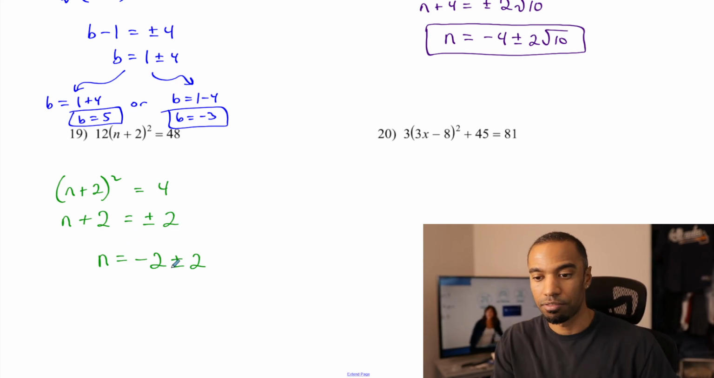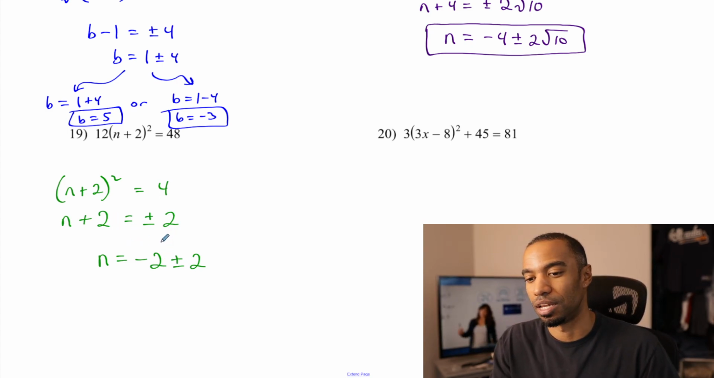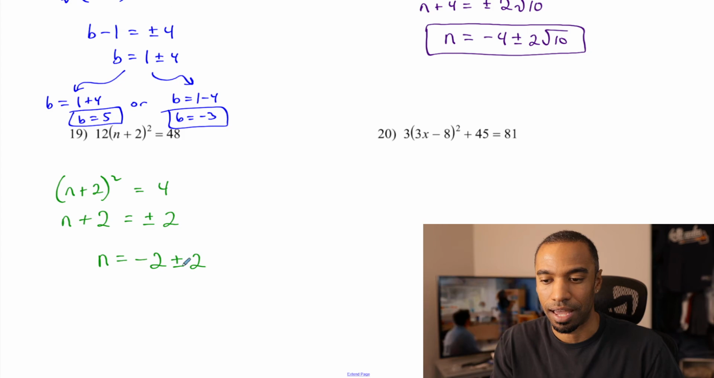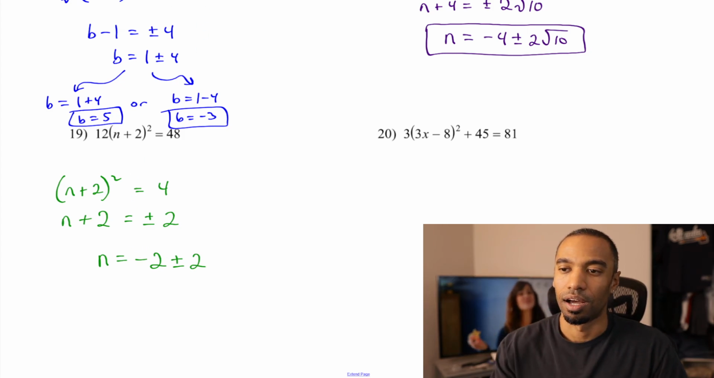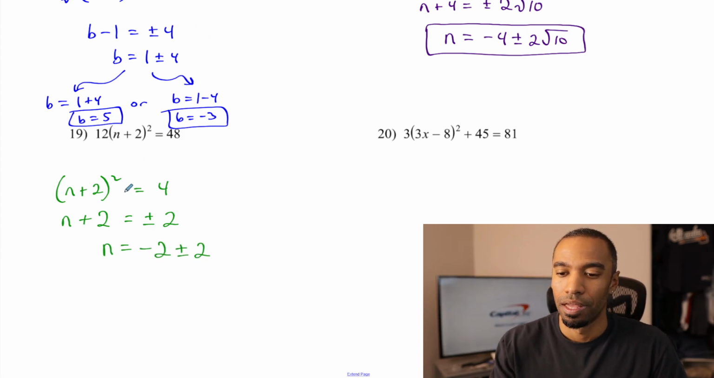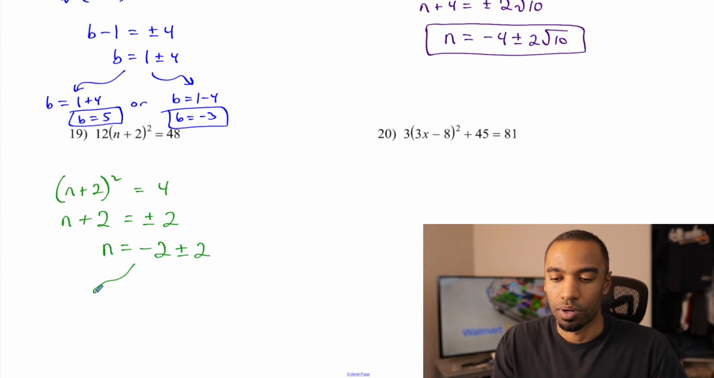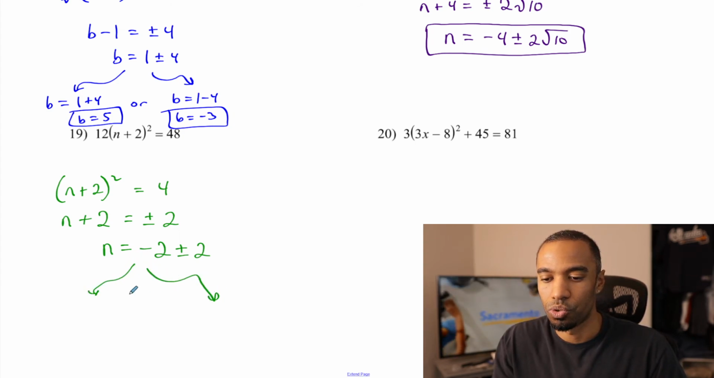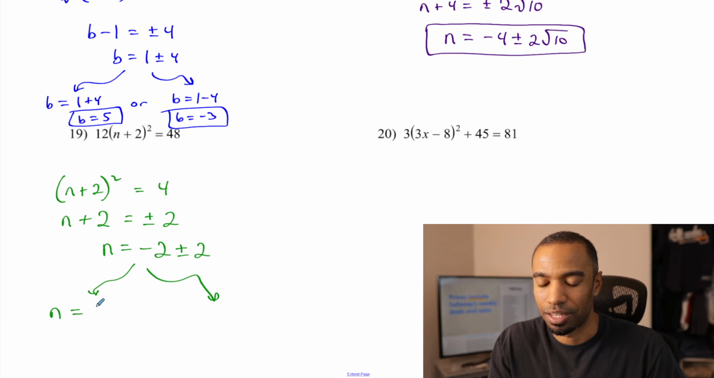But I would definitely write this step as well. Now, here's what I would tend to write next. I would actually calculate these in my head without doing this next part. I'm going to write this or that, but I'm not going to write -2 plus 2 or -2 minus 2. I'm just going to calculate -2 plus 2.